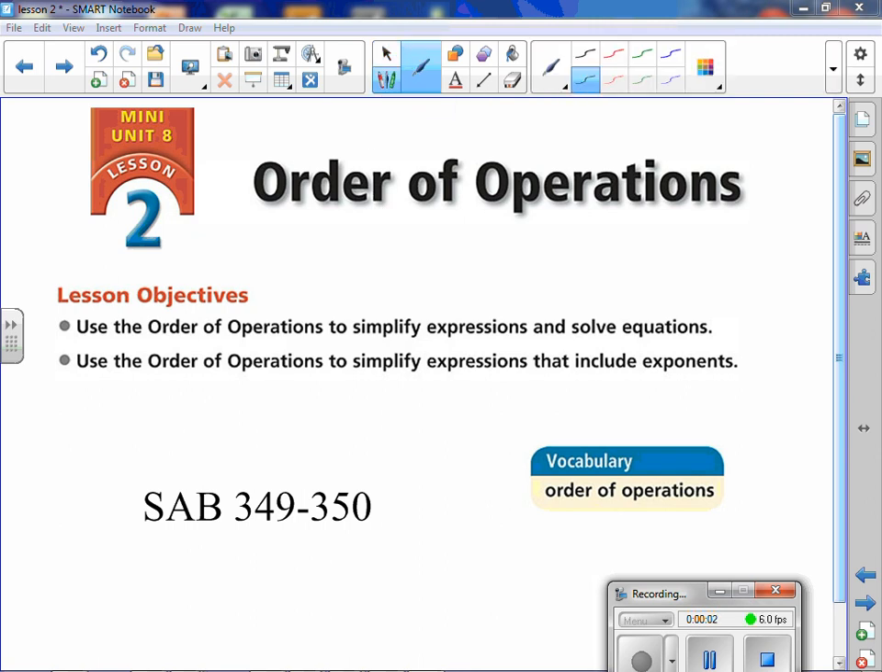All right, today we're doing Unit 8, Lesson 2. We're talking about order of operations. Order of operations is just the order in which you solve an equation or expression. Okay, SAB page 349.